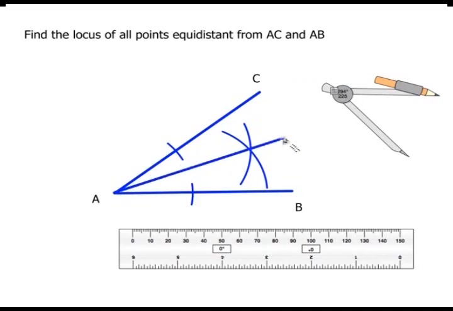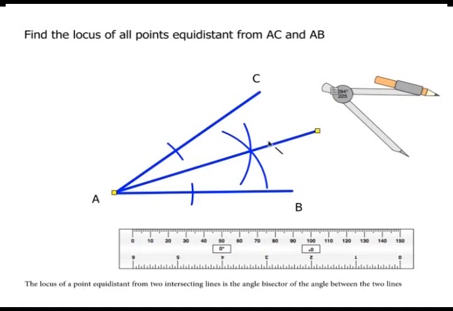Now join the vertex to the intersection. That is the bisector, and all points on that line are equidistant from AC and AB. And so the locus of a point equidistant from two intersecting lines is the bisector of the angle between the two intersecting lines.